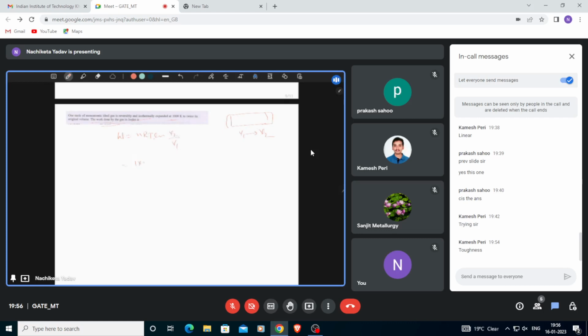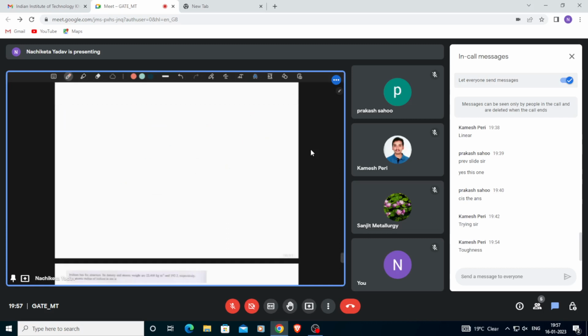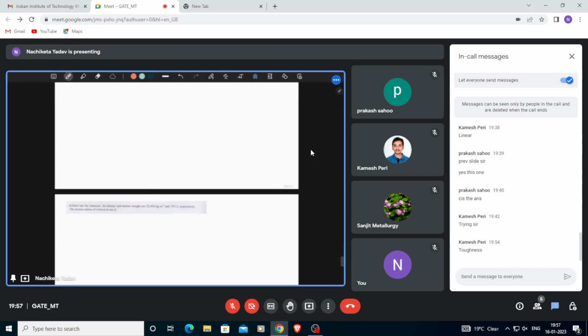R is the gas constant, 8.314. Temperature is given, and it is saying twice its original value. So 2V by V, so it will be ln2 simply. So this much joule we will get. Is it okay? Is there any issue, you can ask?